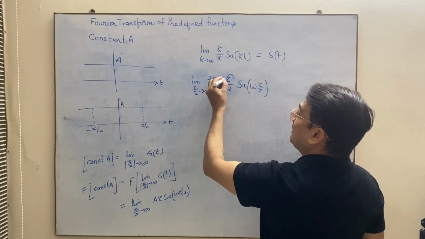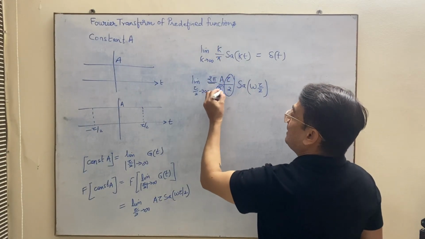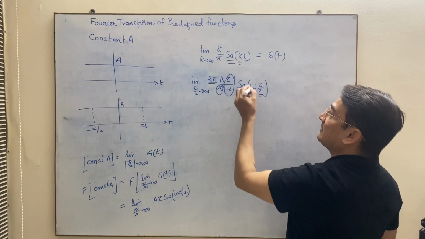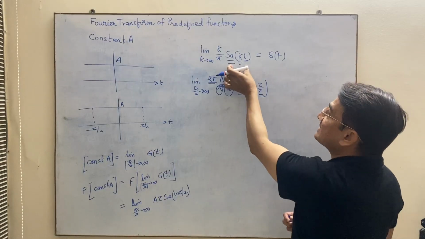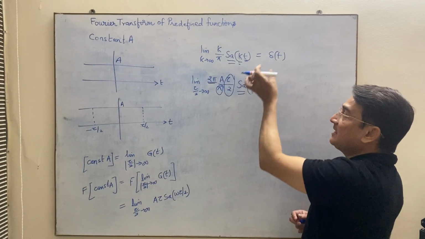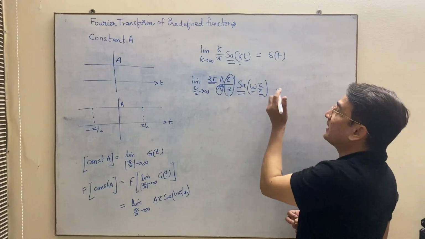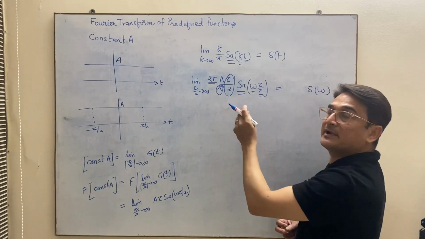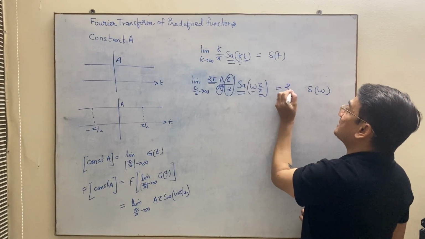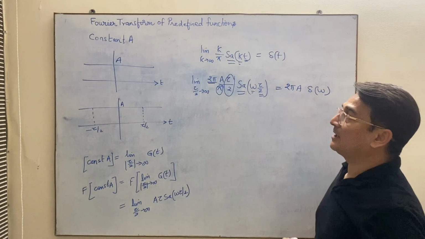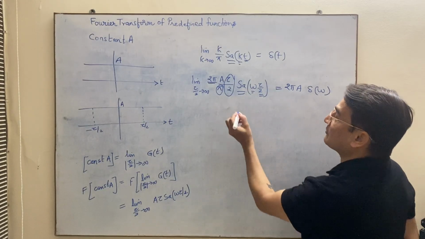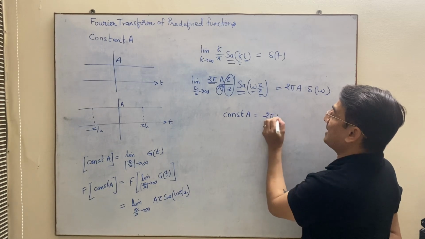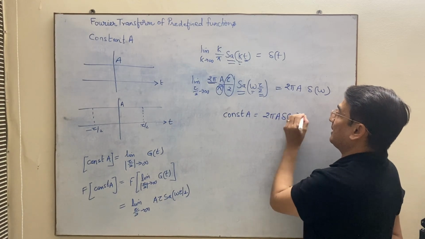This is k upon pi sampling of k, which is tau by 2, and t, which is omega. So if this is t, this becomes delta t, but here t is replaced with omega, so it will be delta omega. What are the remaining things? 2 pi and a. So this is 2 pi a delta omega. That means the Fourier transform of constant a is 2 pi a delta omega.